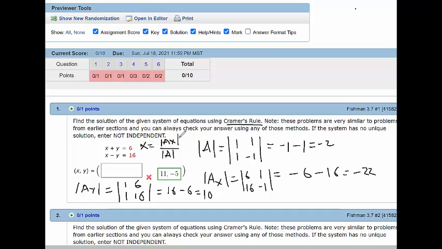So that's the negative 11. Yeah, that's 11. Because my determinant AX is negative 22 and determinant A is negative 2. So negative 22 divided by negative 2 is 11. So we got my X. So what will be Y?